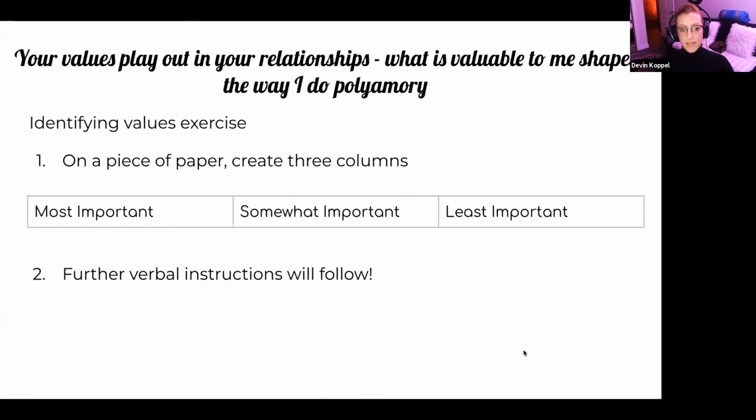The first column is going to be values that are most important. Second is somewhat, and the third is least important. And I'm going to read out a list of words, and you'll have to write really quickly. There's not going to be a whole lot of time to think about what column it goes into. Just follow your instinct and write this word in the column that it falls for you.